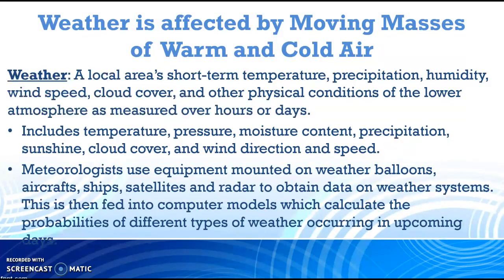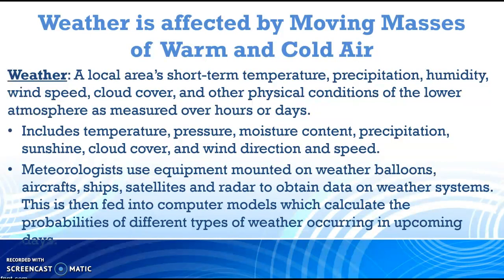So we've already kind of talked about weather. Weather, we discussed in 7.1, is a local area's short-term temperature, precipitation, humidity, wind speed, cloud cover, and other physical conditions of the lower atmosphere as measured over hours or days. So again, this includes things like temperature, moisture content, precipitation, sunshine, cloud cover, wind direction, and speed.